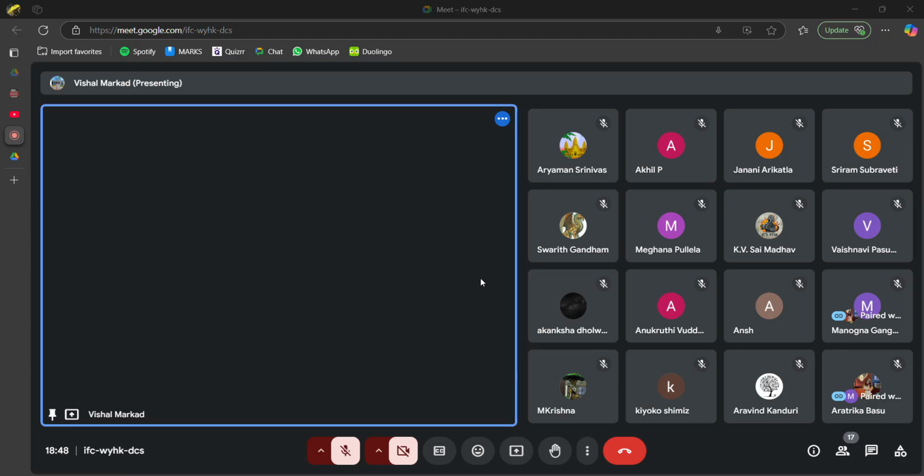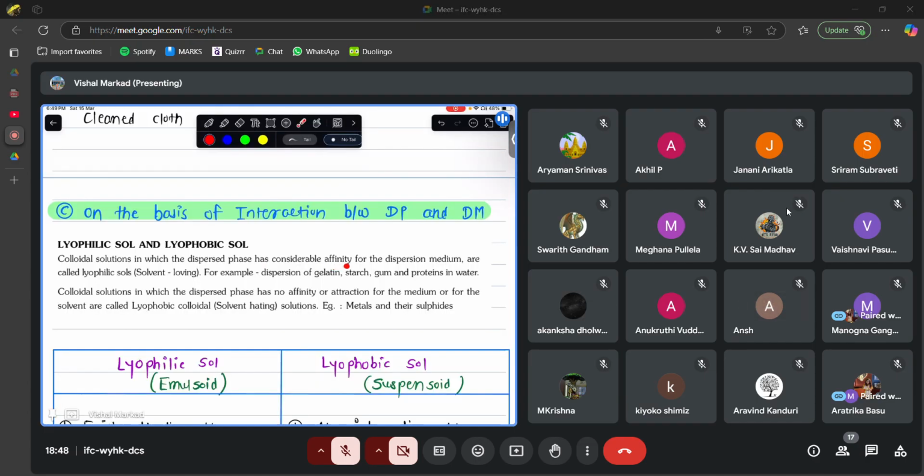So, a solution in which the disperse phase has a higher affinity toward the dispersion medium, those types of colloids are called lyophilic colloids or lyophilic sols. Colloidal solutions in which the disperse phase has considerable affinity for the dispersion medium means what? There will be a force of attraction between disperse phase and dispersion medium. Those are called lyophilic sols. See, sols is nothing but colloids.